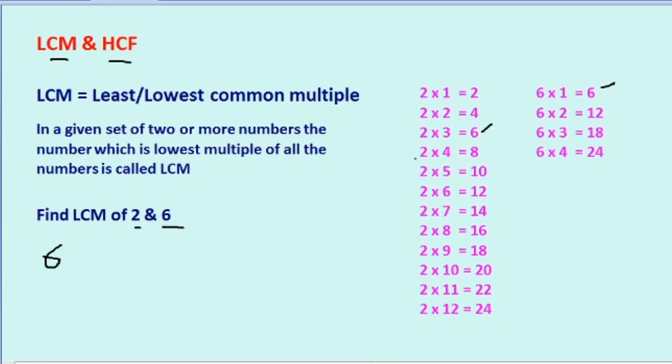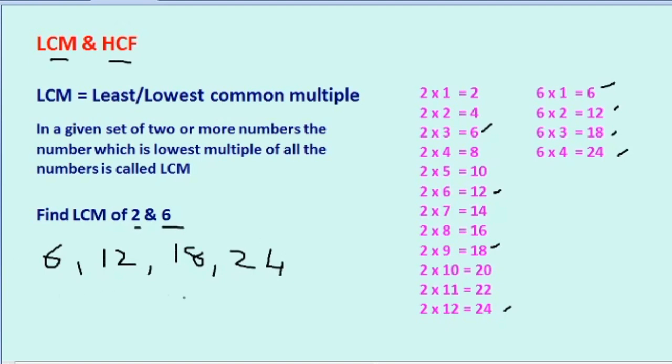Next, after that, 12. 12 is a common multiple. 12 is found in both the numbers. Then 18. 18 is also a common multiple of 2 and 6. Then there is 24. Like this, there are many common multiples of 2 and 6: 6, 12, 18, 24, 30, 36. All these will be common multiples of 2 and 6.